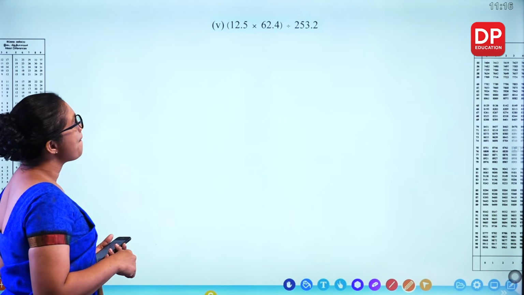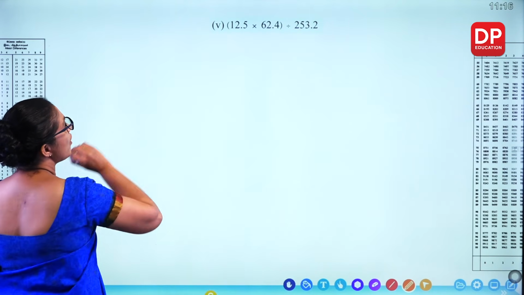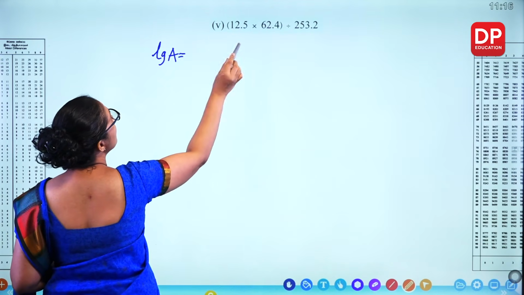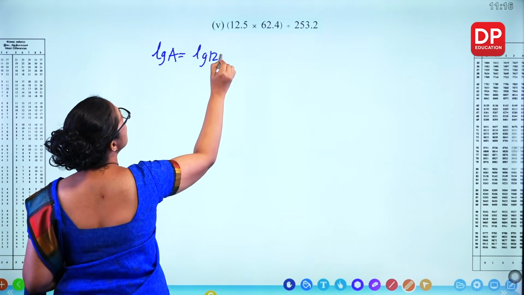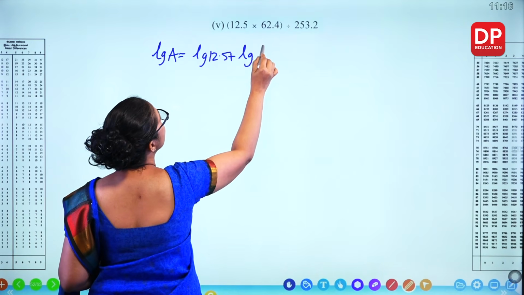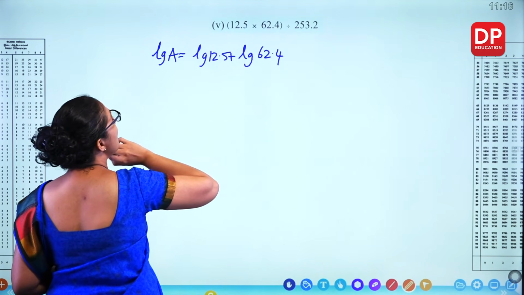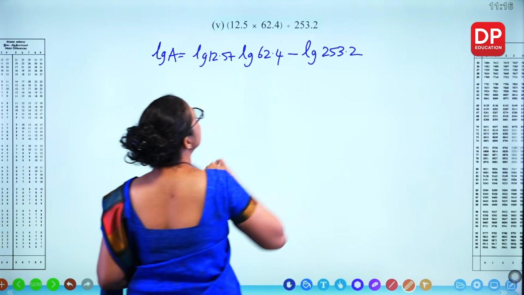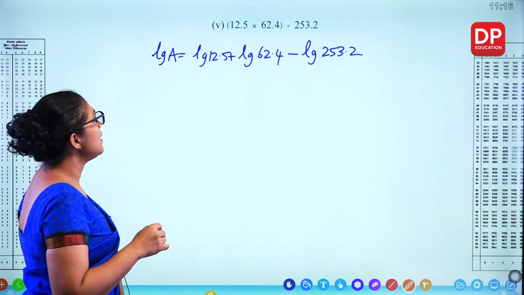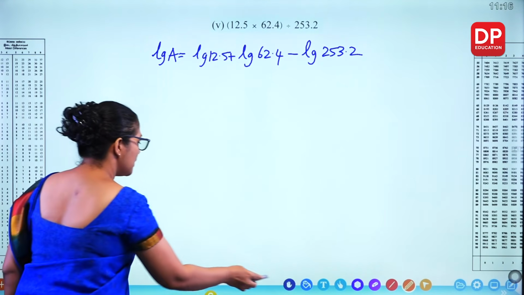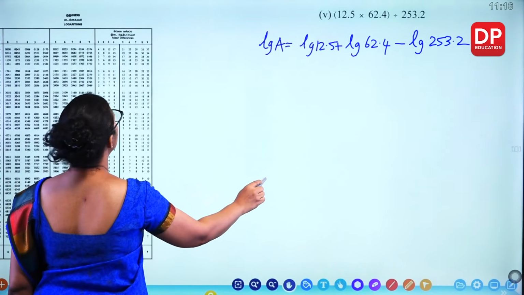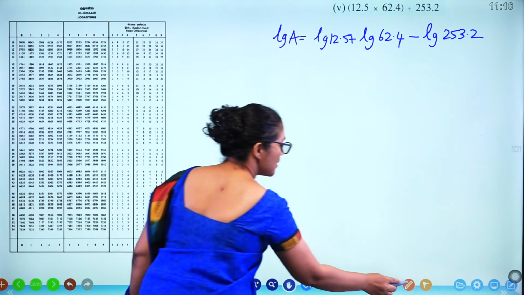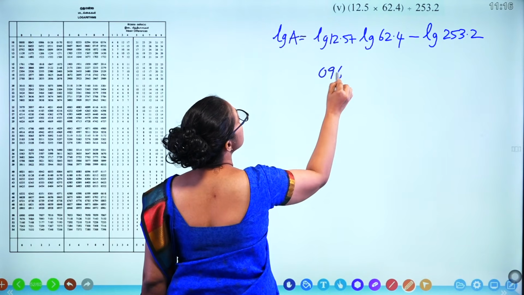This question, we'll use logarithms first. Here first we need to add log values and then subtract the other log value. So refer to the table. 12, 5, 0, 9, 69.